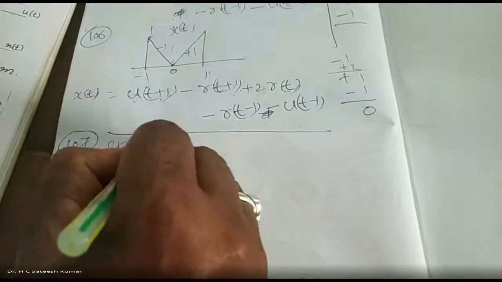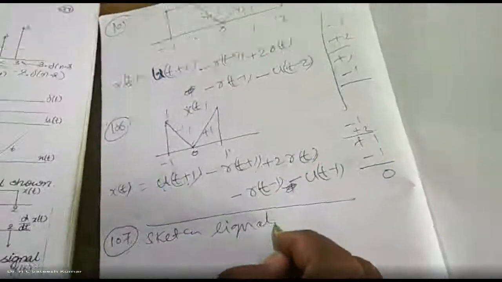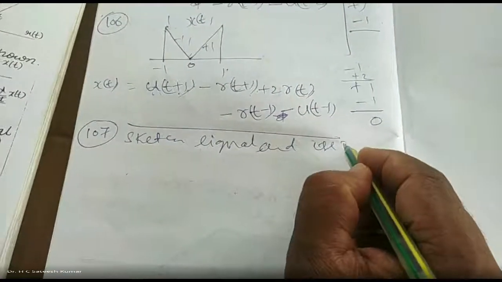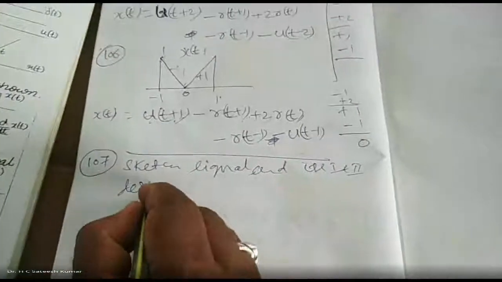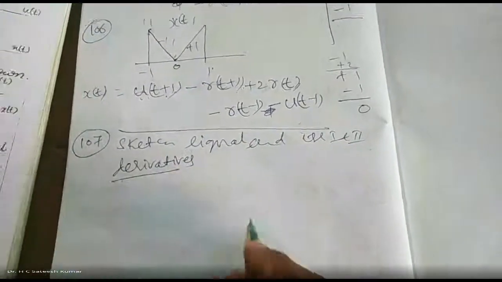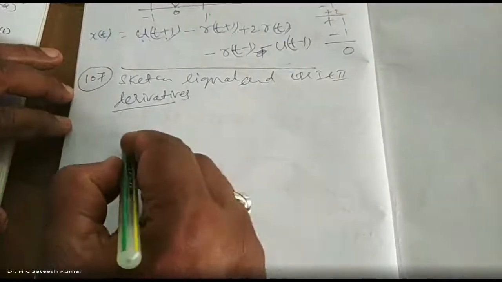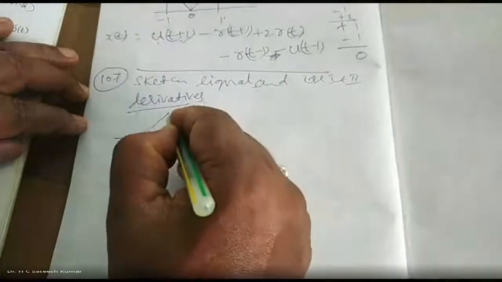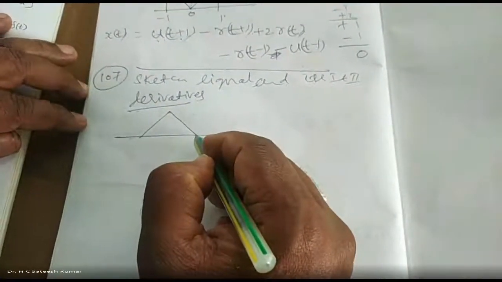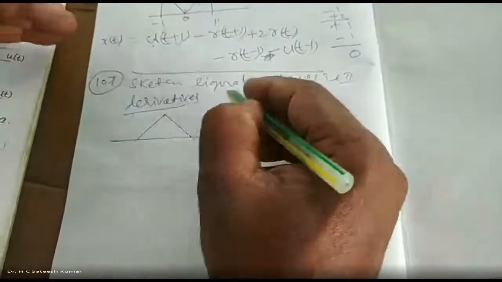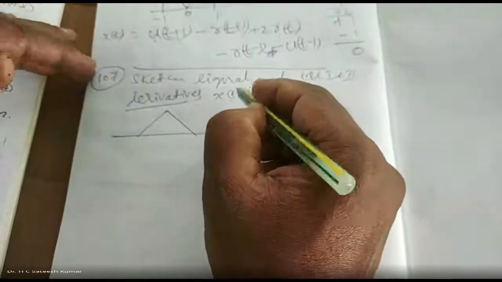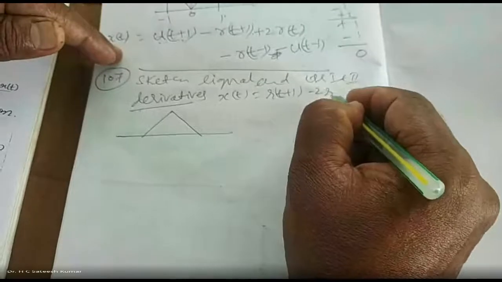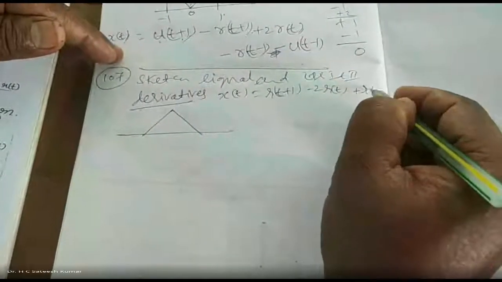Sketch the signal and its first and second derivative. This is a very interesting problem. Observe carefully. x of t is equal to, okay, I'll just give the equation: r of t plus 1 minus 2 r of t plus r of t minus 1.